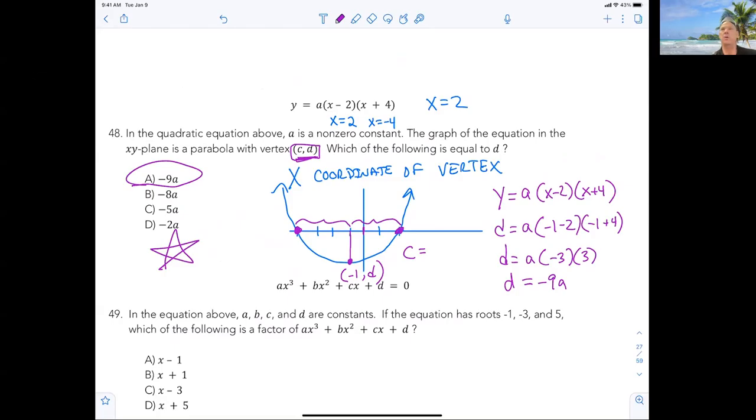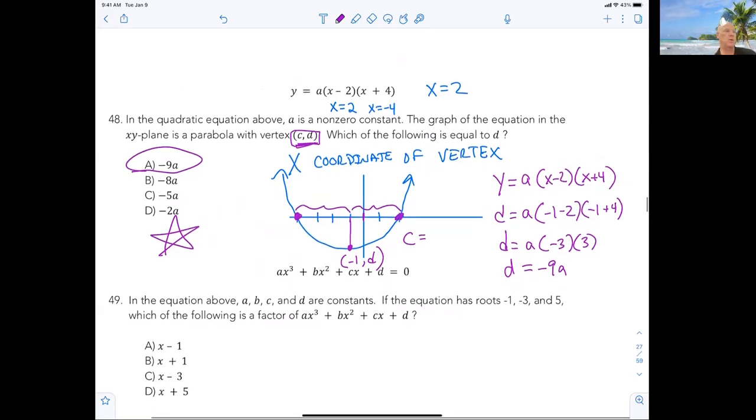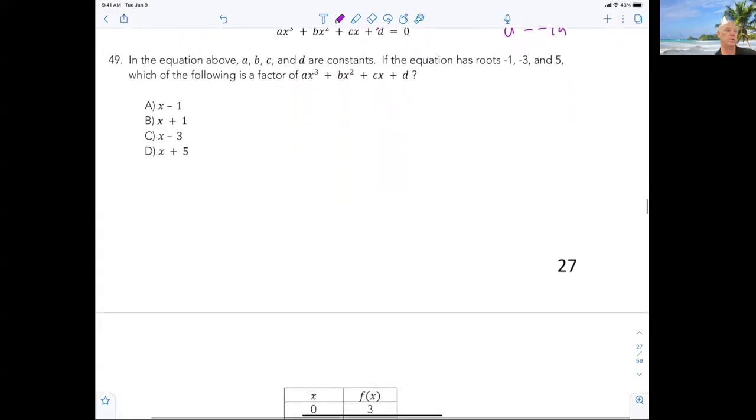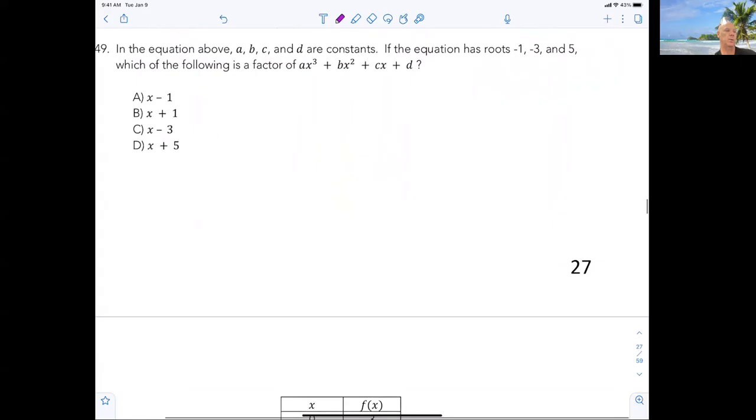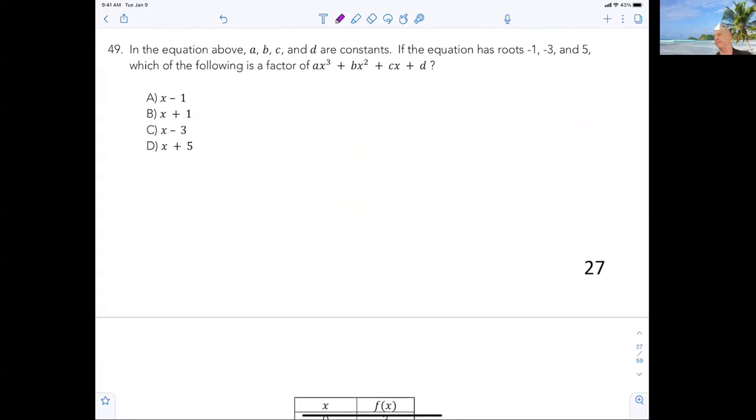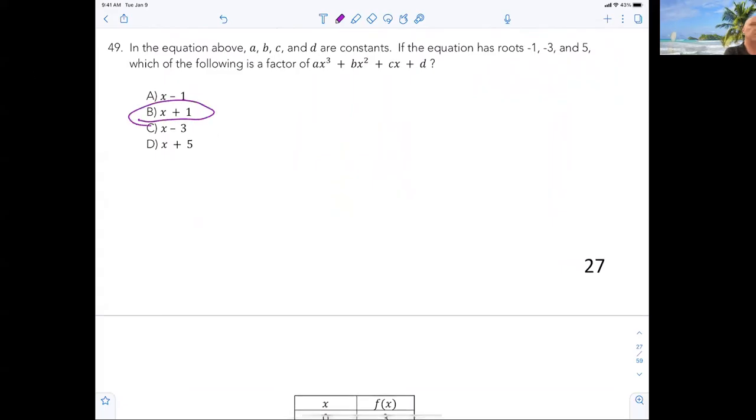Okay. Now, this is a frustrating problem. Everybody look at 49 real quick. Let's see if you can tell me what the answer is. Somebody tell me. Yes, sir. Anybody else? B. Really, really good. Because the roots are the factors.